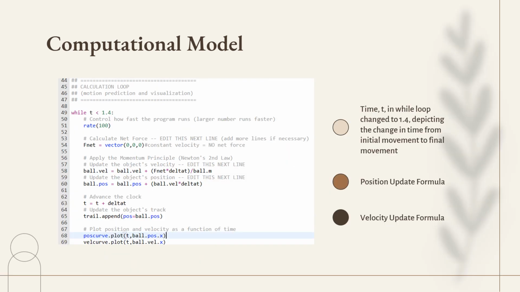Another thing that was changed within this computational model was t, because our change in time for this experiment was 1.402 seconds. And then I added the position update formula and the velocity update formula, which were needed to calculate the times and positions of these objects at certain intervals.